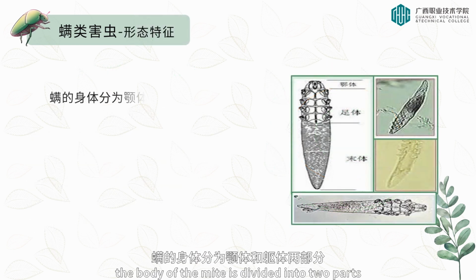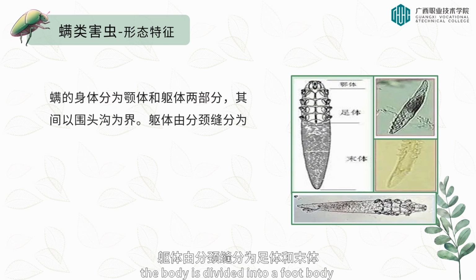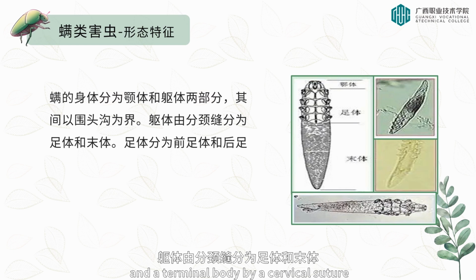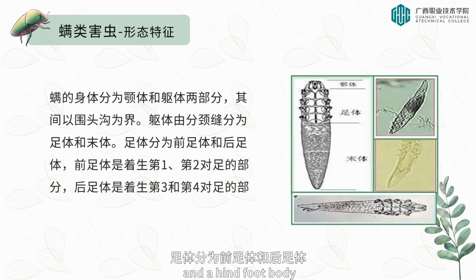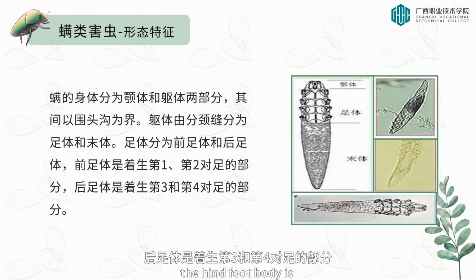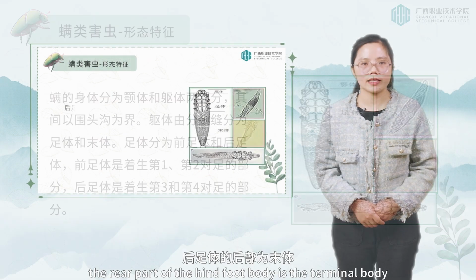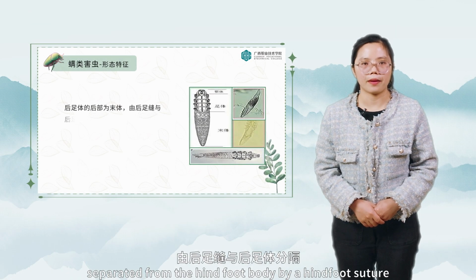The body of the mite is divided into 2 parts, namely the gnathosoma and the idiosoma. The idiosoma is divided into a podosoma and a terminal body by a cervical suture. The podosoma is divided into a propodosoma and a metapodosoma. The propodosoma bears the first and second pairs of feet. The metapodosoma bears the third and fourth pairs of feet. The rear part of the metapodosoma is the terminal body, separated from it by a hindfoot suture.